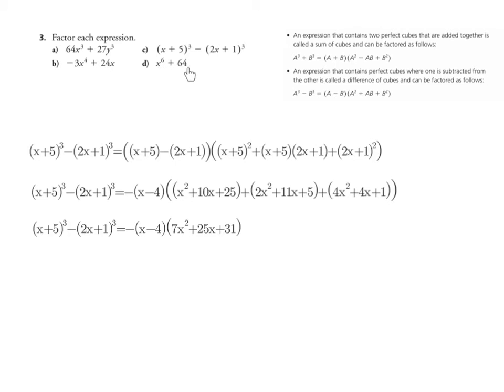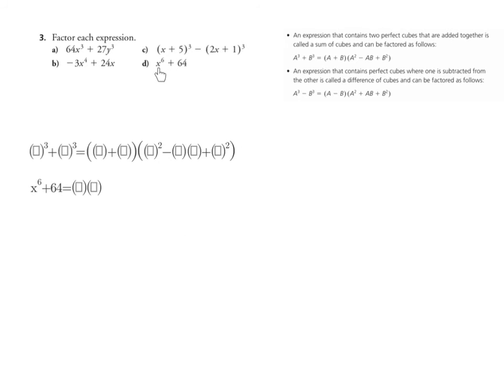All right, let's do part D. x to the 6 plus 64. Well, x to the 6, that's easy. That's x squared times x squared times x squared. So that's just x squared to the power of 3. 64 is just 4 times 4 times 4. Just take the third root of 64, you'll see that. And so we just have a sum of cubes.